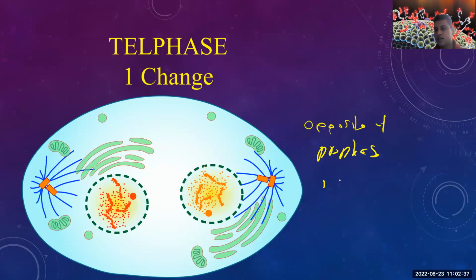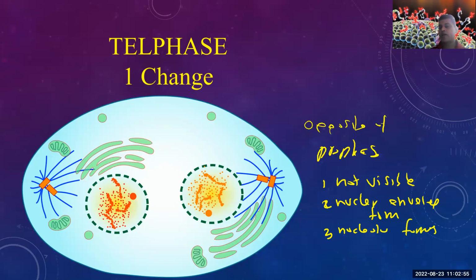Chromosomes not visible. Nuclear envelope forms. Nucleolus forms. In prophase they disappear, and in telophase they start to appear again. Nuclear envelope, chromosomes not visible, nucleolus starts to form. So it is easy to remember: the opposite of prophase starts to take place in telophase.